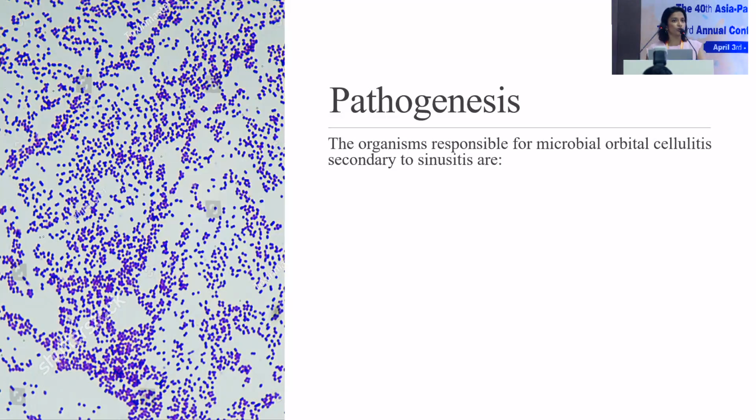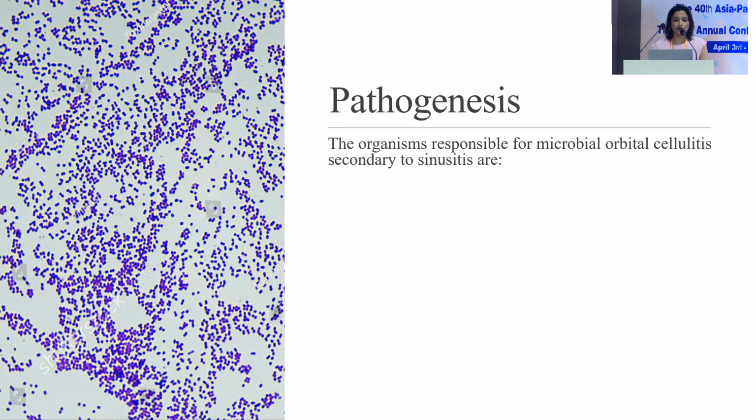Apart from this, you also have infections arising from dental caries or other foci of infection elsewhere, leading to a hematogenous spread and presenting as orbital cellulitis. And often trauma is also seen to disrupt the orbital tissues, leading to an infection of the same.